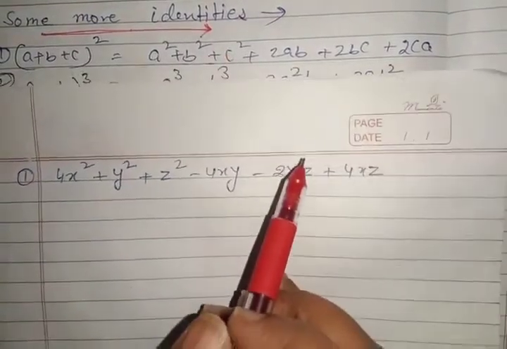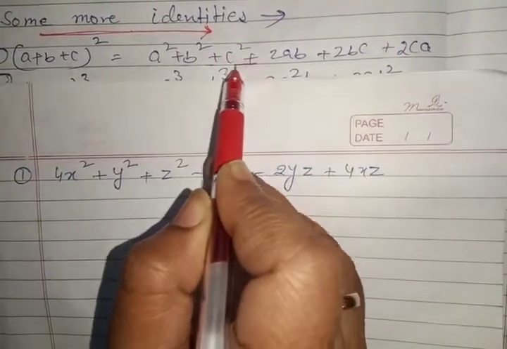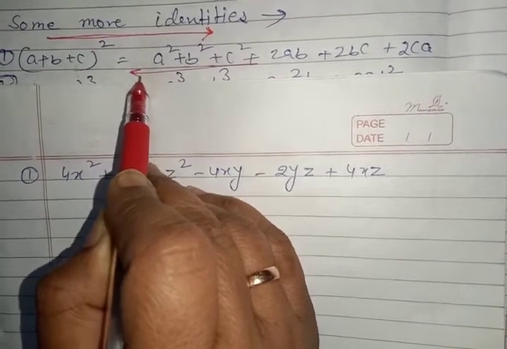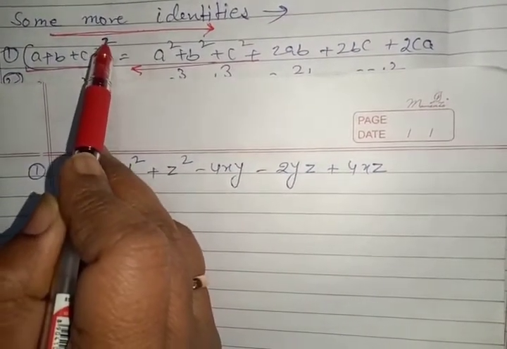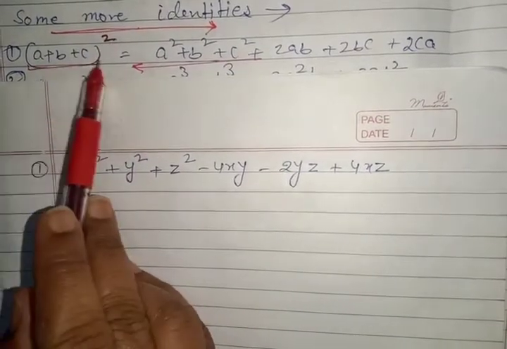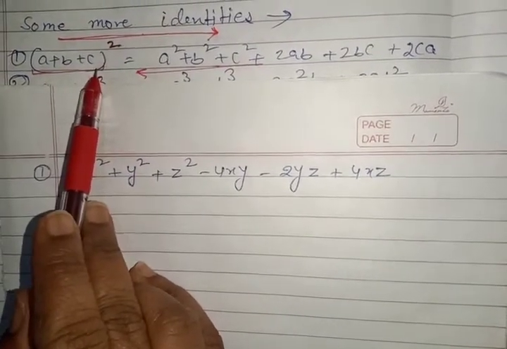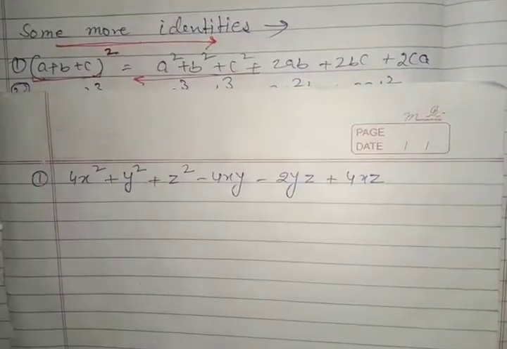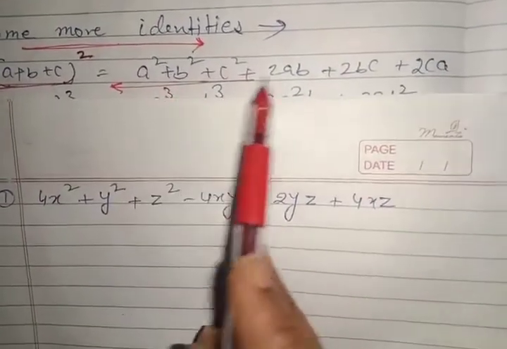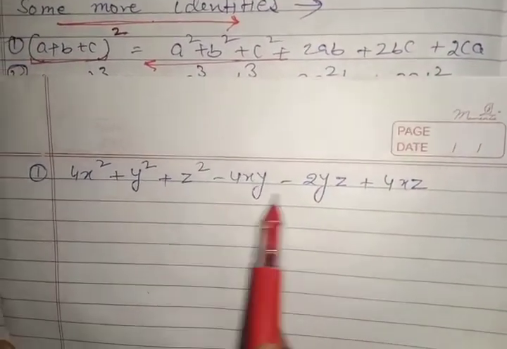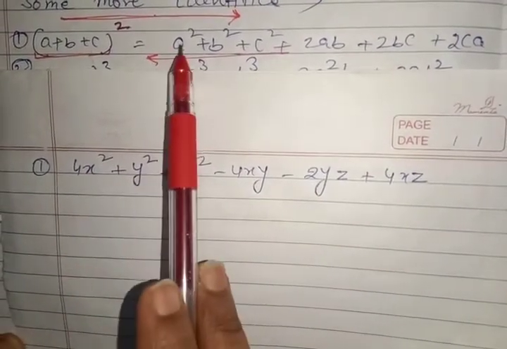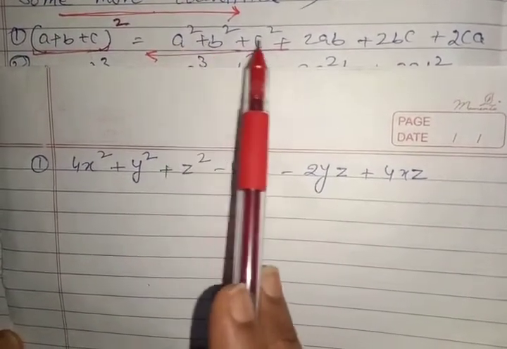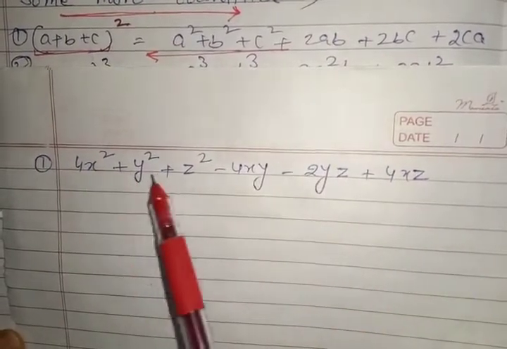But if factorization is there, then you will go from right to left, because it has two brackets and both are in multiplication. This is the meaning: multiplication means factorization. So for factorization, this will be given to you. Now we compare this question. How can we come to know this identity is suitable here? Just see how many terms are on the right hand side: 1, 2, 3, 4, 5, 6, and here also 6 terms.